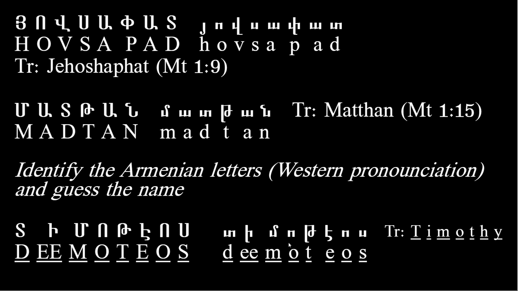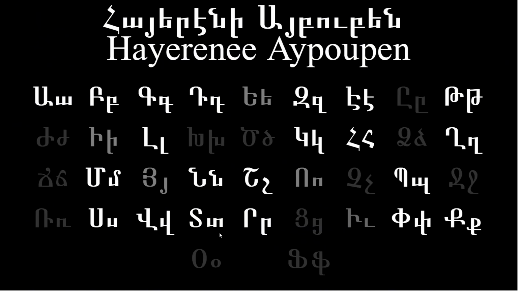Timotheos. Timotheos, which is Timothy. So the T letter was replaced with a D for Western Armenian, and then the Th was replaced with To. Again, because we don't have that in Armenian. And now we've covered the third letter of this group. So write it down in your table and let us proceed.